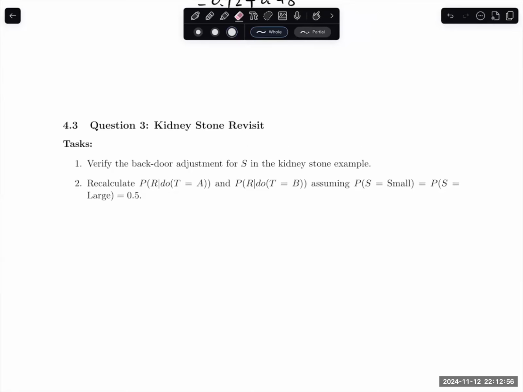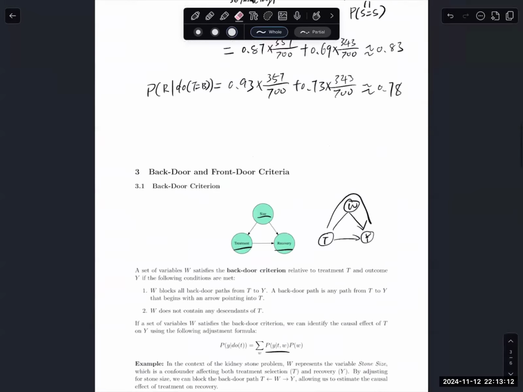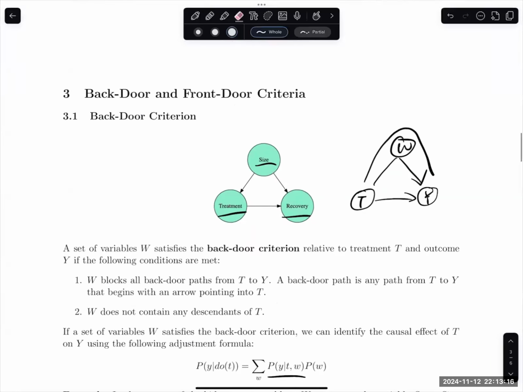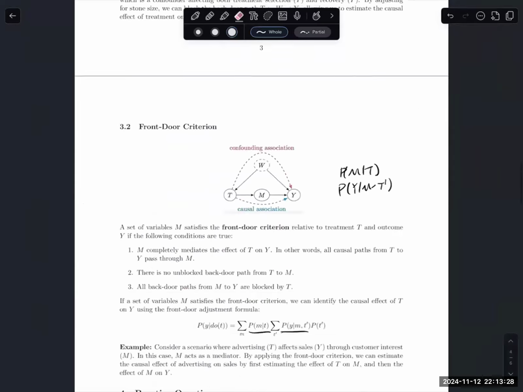For the first question, to satisfy the backdoor criterion, the confounder must block all the backdoor paths from the treatment to the outcome. And obviously, from the previous DAG, we can see that by conditioning on the stone size, it actually blocks all the backdoor paths from the treatment to recovery. So it satisfies the backdoor criterion.